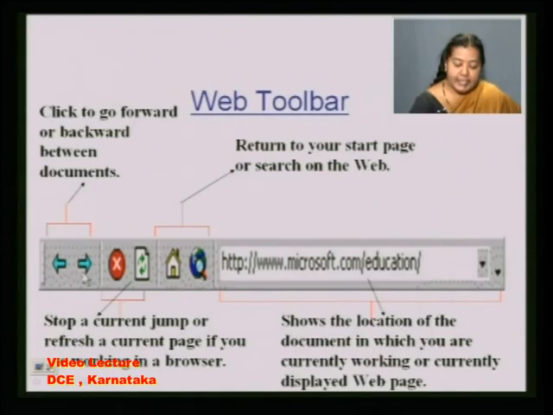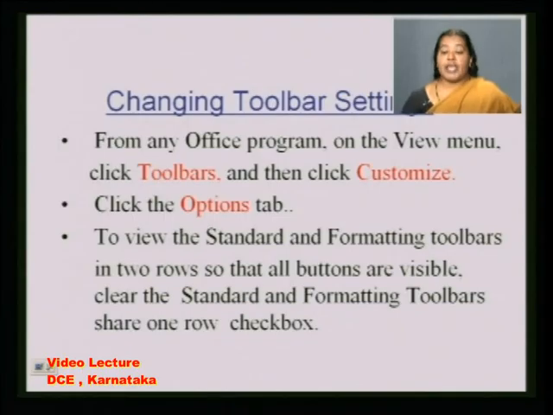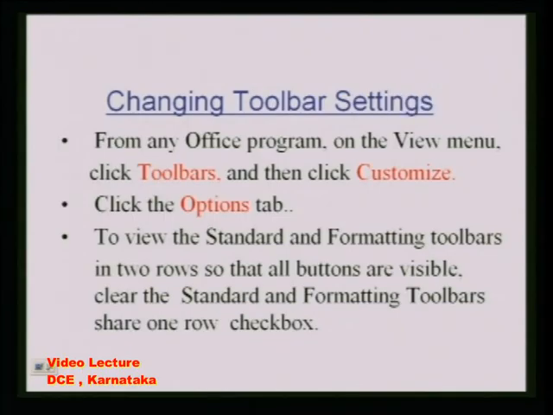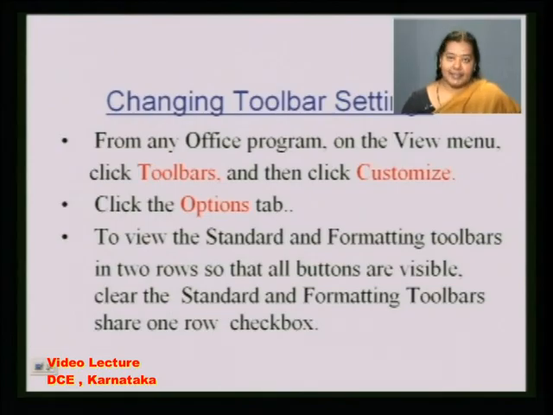These are the different options available in web toolbar. So, changing toolbar settings. Now suppose you don't see some options on the toolbar, you can always change the toolbars setting. Now how to go to this toolbars? I have told it in this slide. From any office program, on the view menu, click toolbars and then click customize. Click options tab.